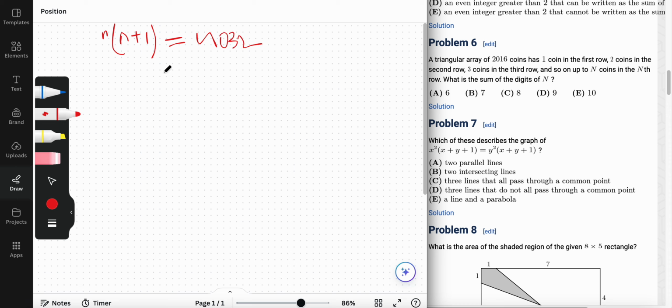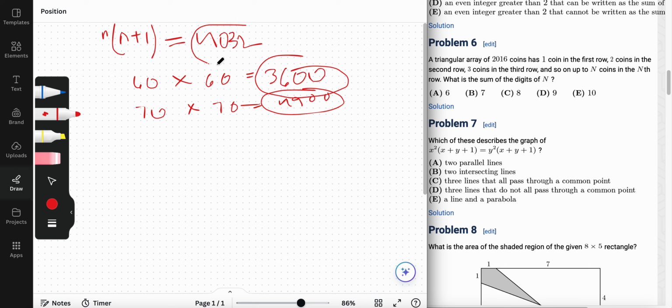Okay, 60 times 60 is 3600, so 6 times 6 is 36. 70 times 70 is 4900, so I'll write those down. We know this is true and this is true, and this number is in between, but it's leaning more towards 60. That means it's probably lower than 65.